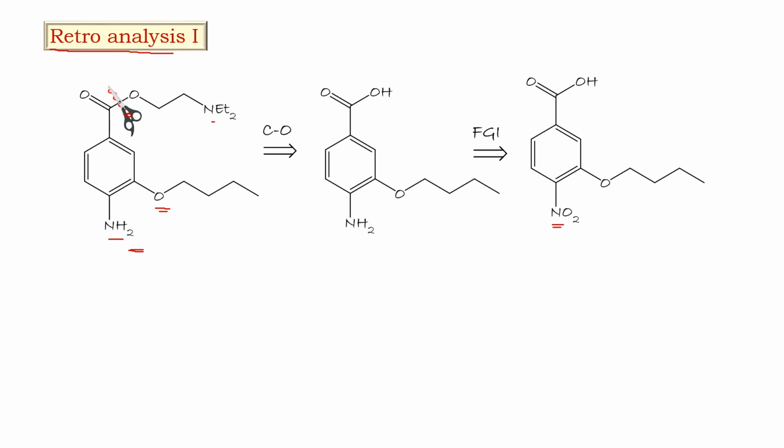Now we can cut in here, CO bond, and here we have OH. OH is also ortho-para directing group, so it can direct the NO2 to ortho, and it's powerful, it's activating, while this is meta directing group but deactivating, so this will be the one in control.